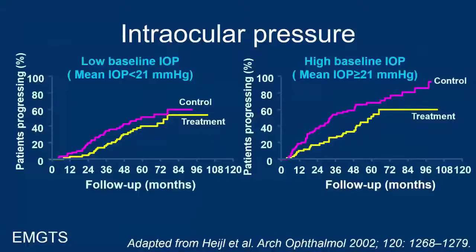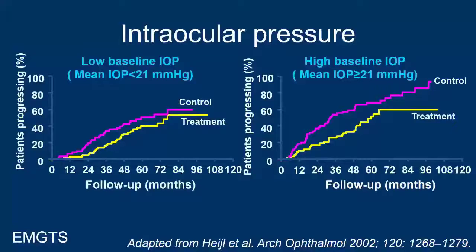Intraocular pressure is the strongest causal factor in glaucoma, and we now have good evidence from randomized controlled trials and studies to confirm this. And this is really where the focus of treatment is based, is on reducing intraocular pressure. This is data taken from the early manifest glaucoma treatment study, where patients were randomized either to be treated and have intraocular pressure lowering, or were managed conservatively with observation only.